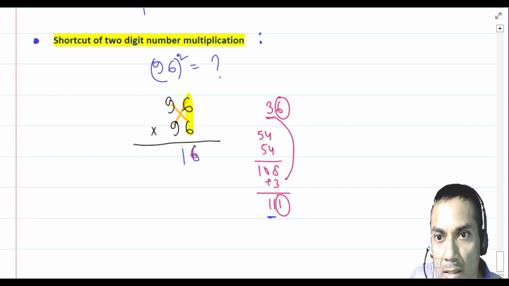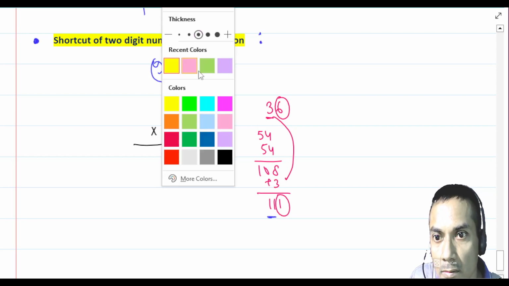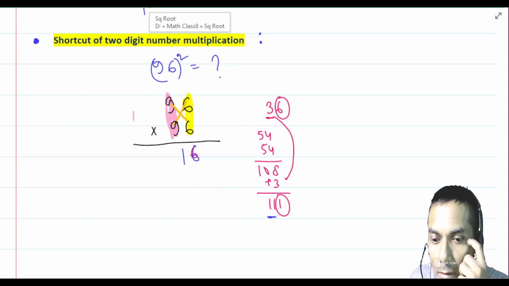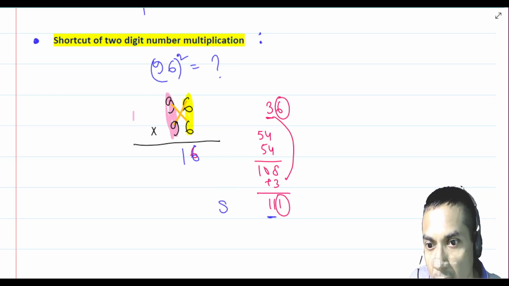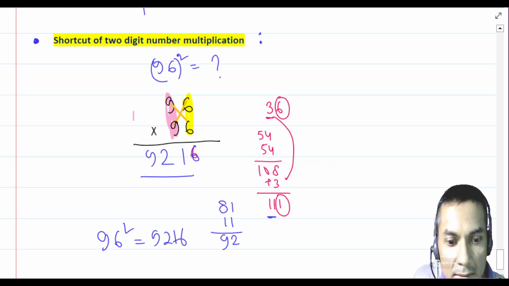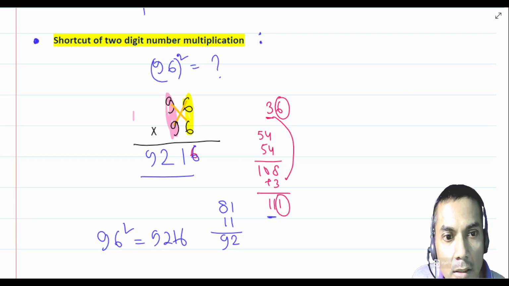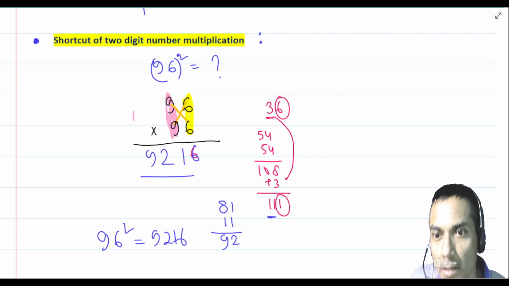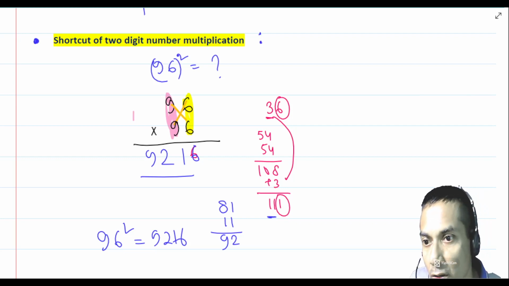So now last one is this. You have to multiply this 9 and 9. So 9 9 81, you get this value 81, and you add the remaining 11. So you get the value 92. So 96 square is equal to 9216. Let's check whether the answer is correct or not. 96 square is equal to 9216. Okay, clear? So this method is applicable for any number.